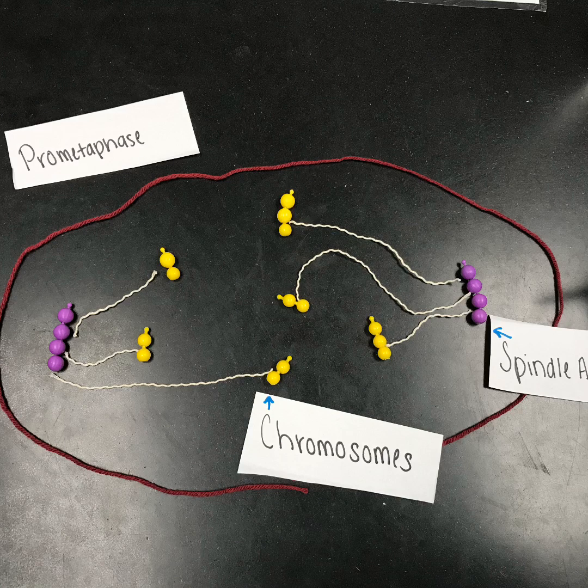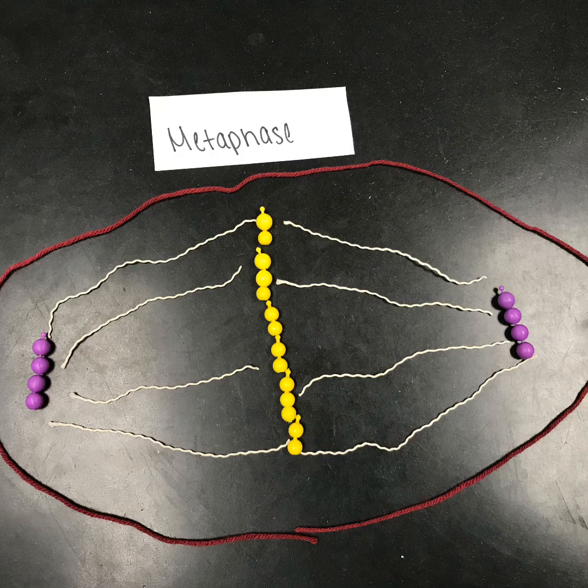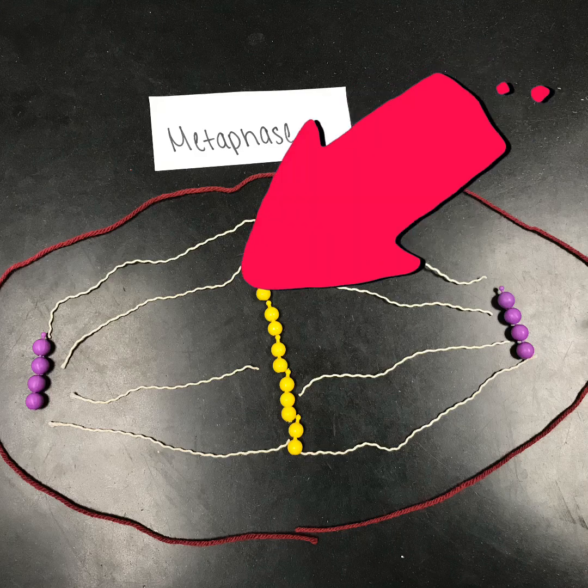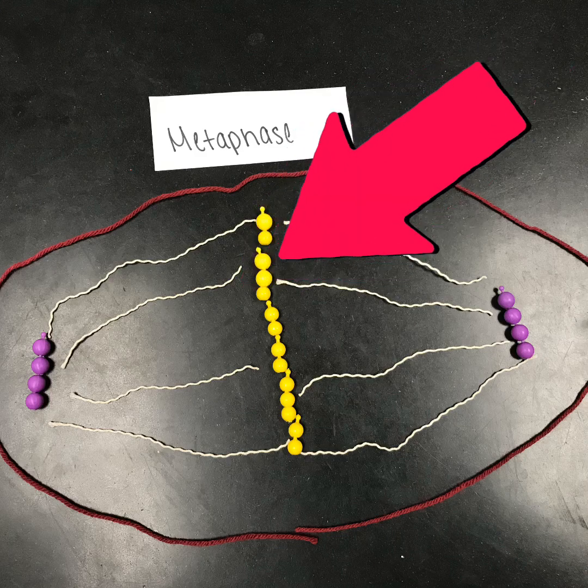In the second step, prometaphase, the nuclear envelope is completely dissolved and the chromosomes are free to float about the cell. However, they get attached to the spindle apparatus by the microtubules. During metaphase, the next step, we see the chromosomes align in the middle of the cell. This structure is called the metaphase plate.